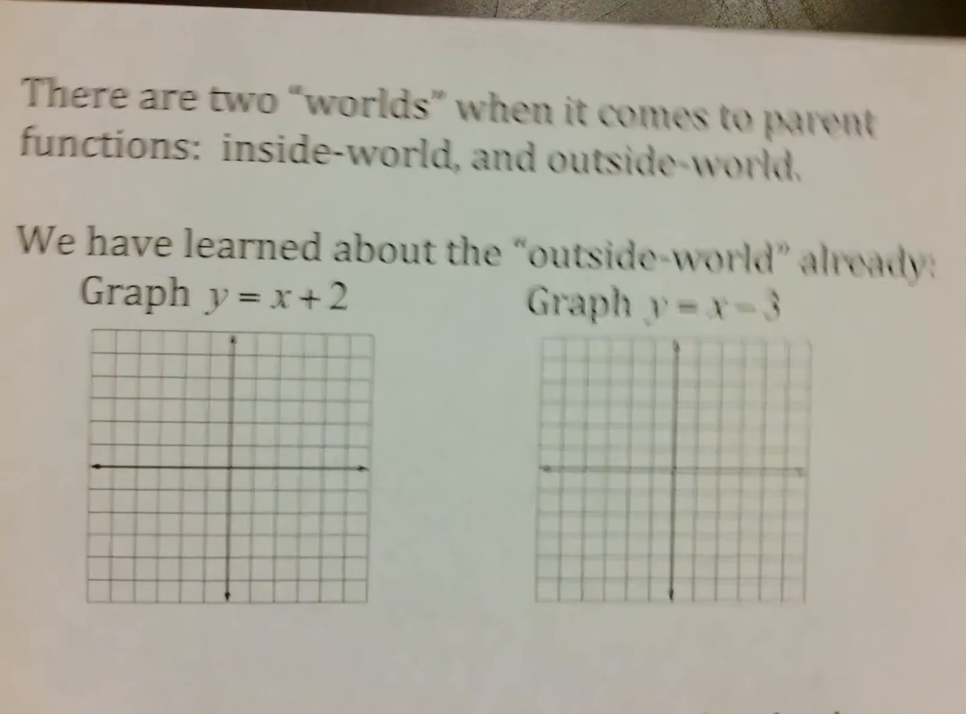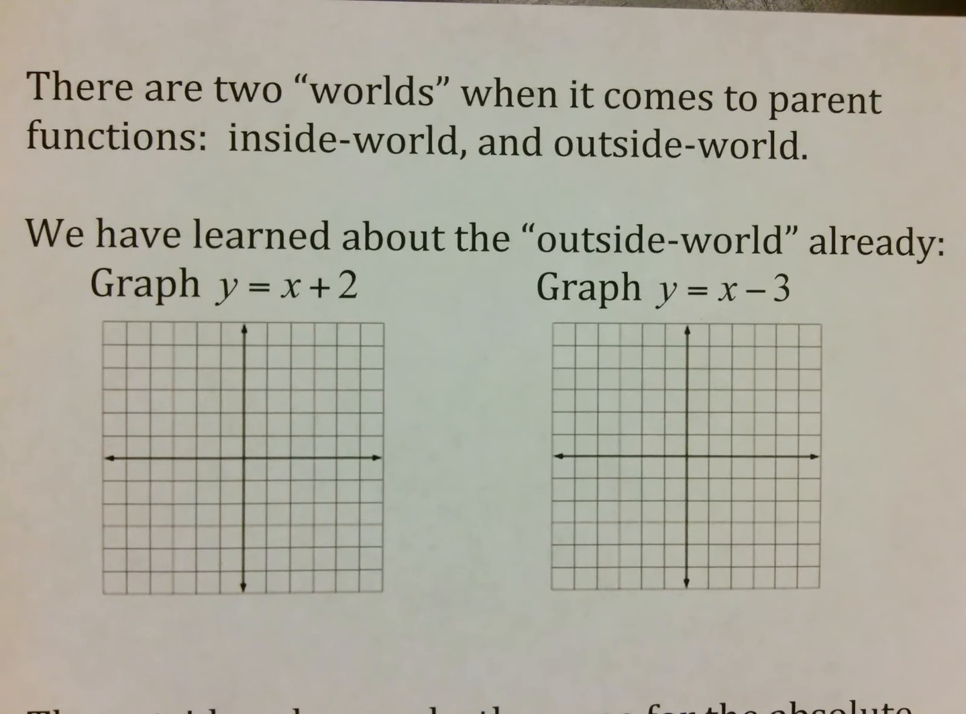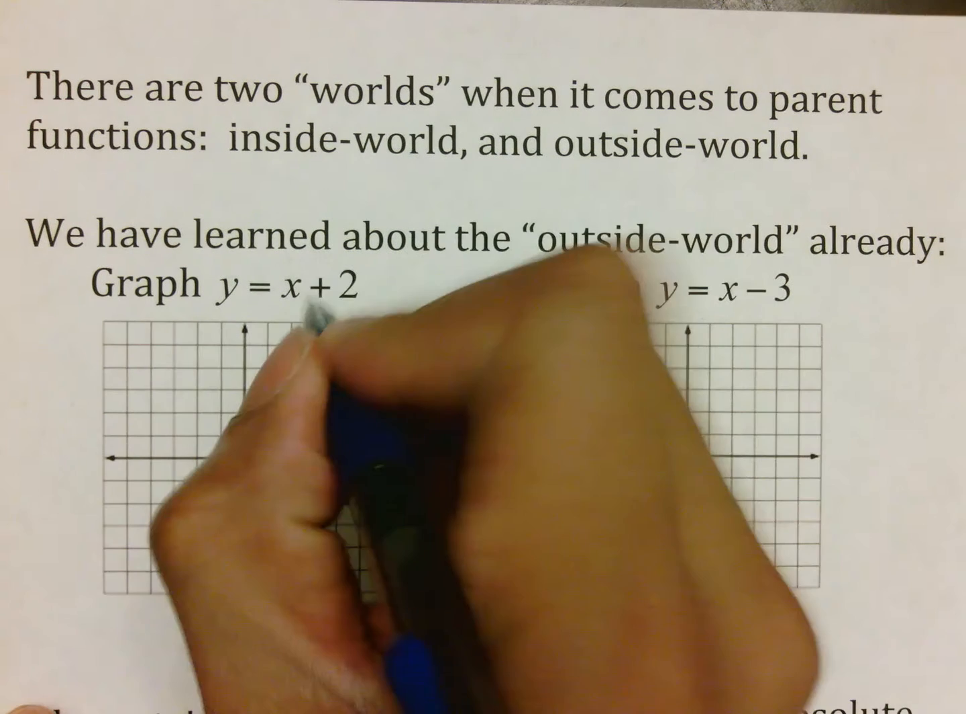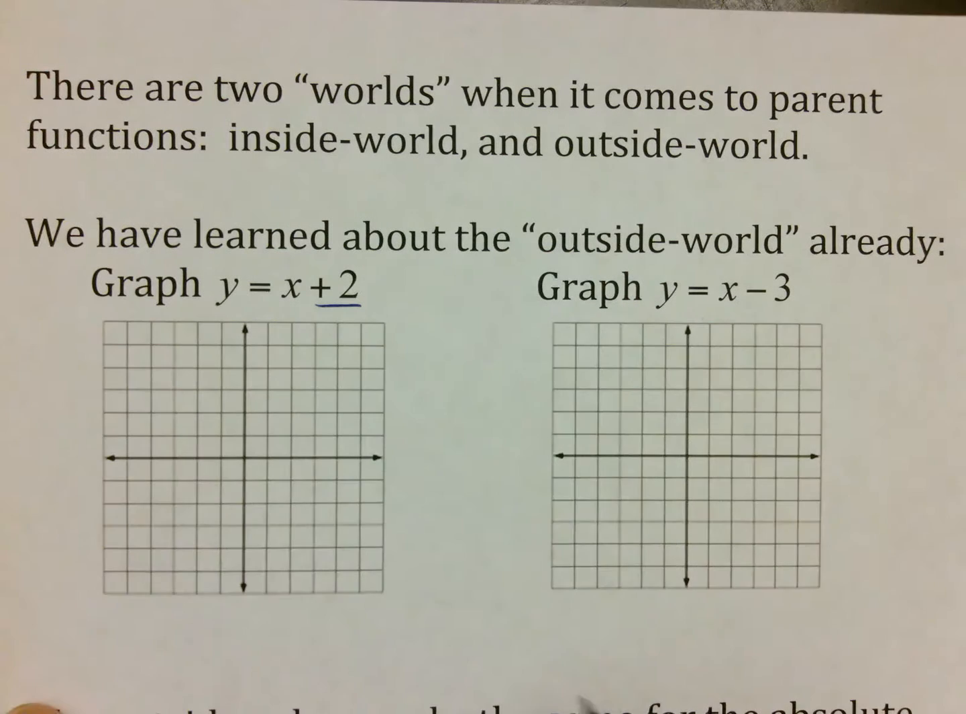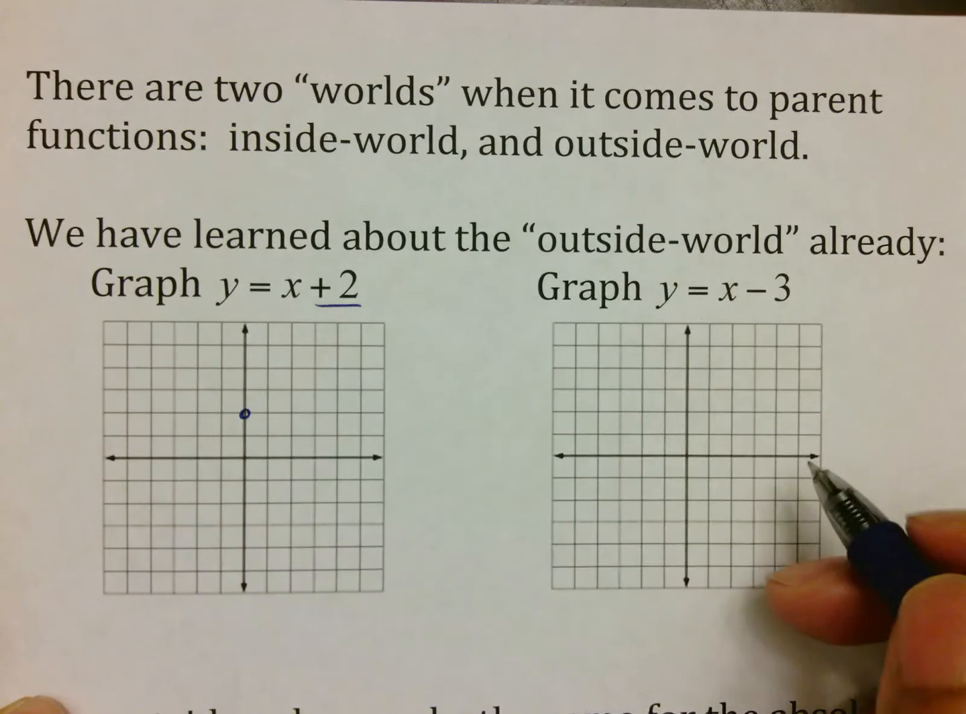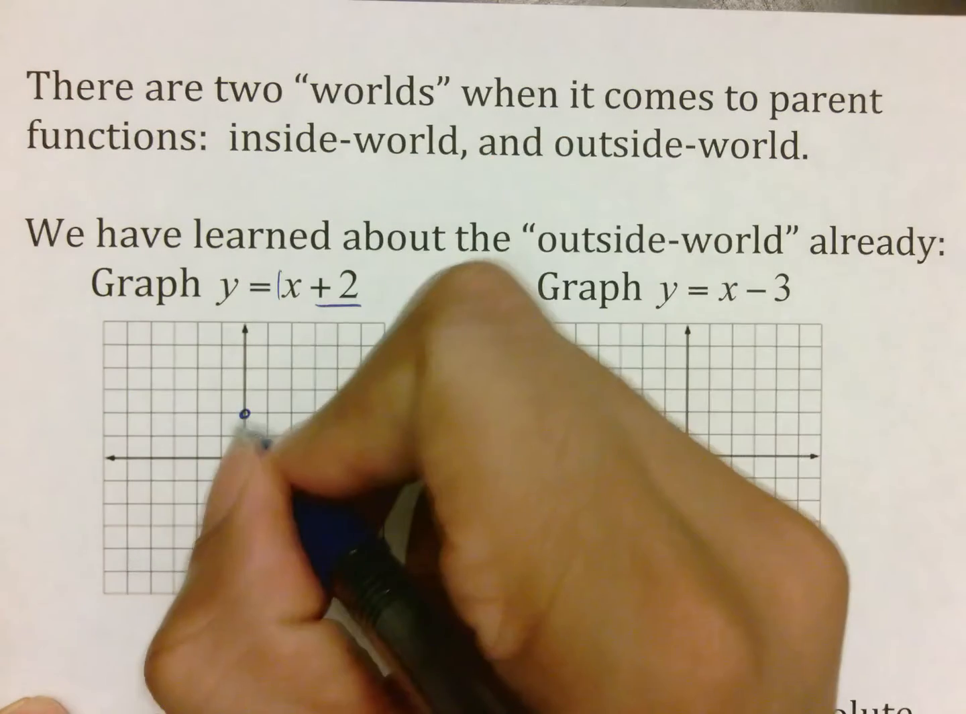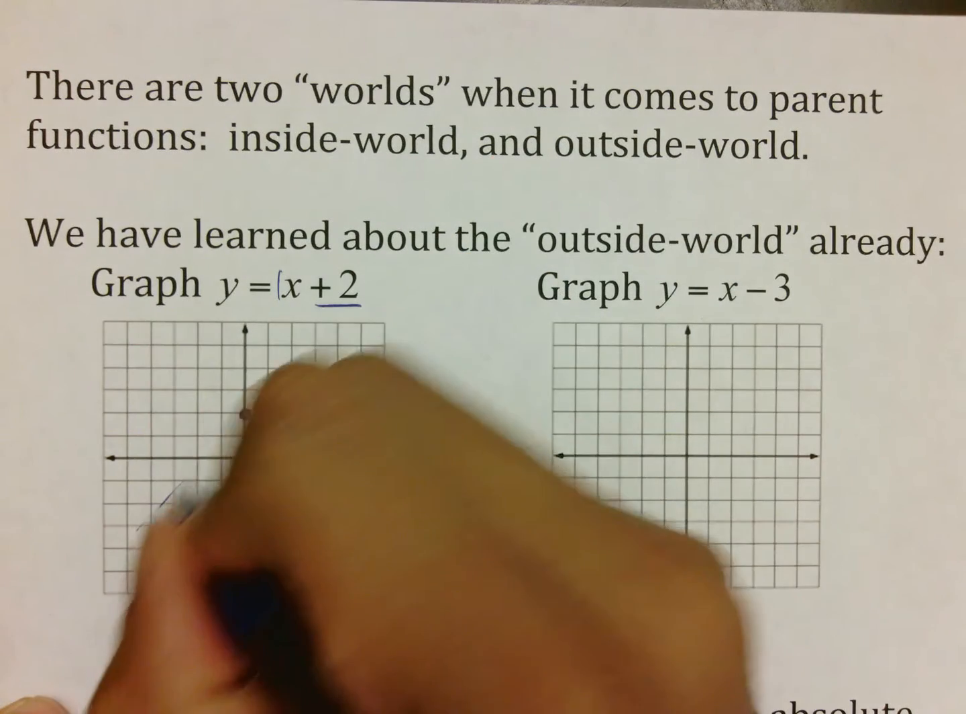Pretty much, thinking again that I'd try to teach you using more common sense than anything else, there are two worlds that we think of whenever we're manipulating parent functions. There's an inside world and an outside world. We've already kind of learned about the outside world already. This would be an outside world 2, which we learned tells us to go up 2. That was what we learned when we started graphing lines, that this 2 means go up. It's a y-intercept. And then this slope of 1 means go up 1 over 1.